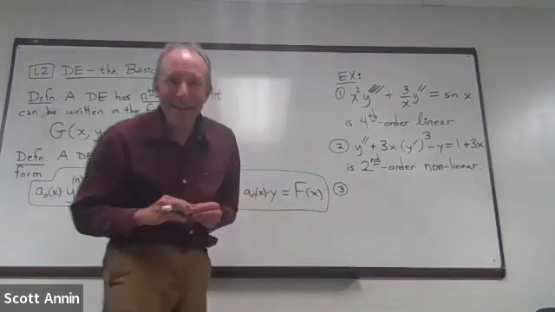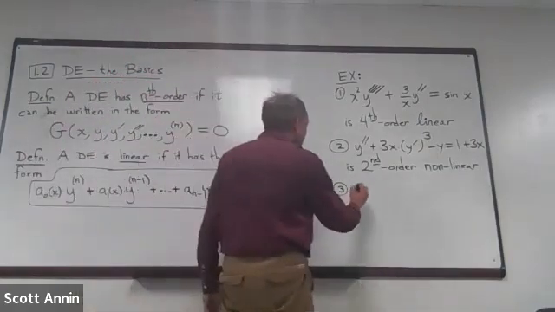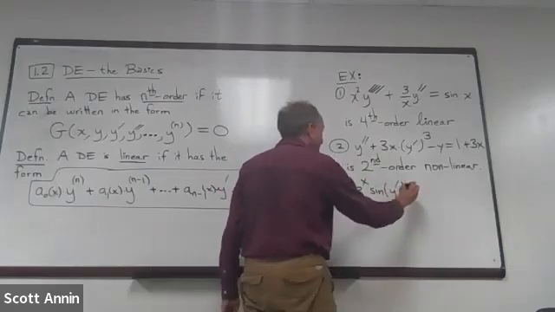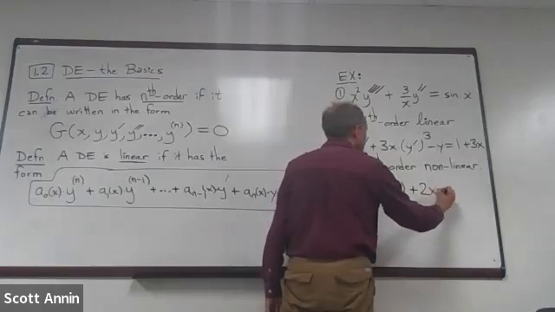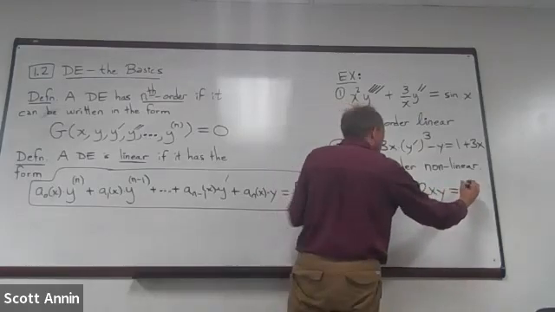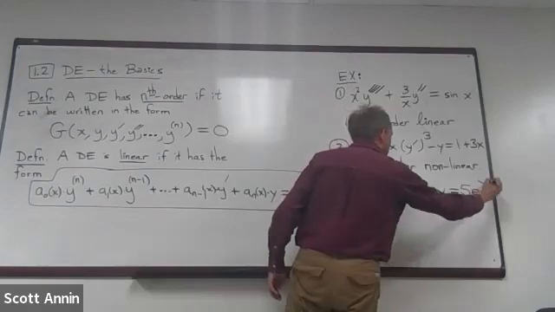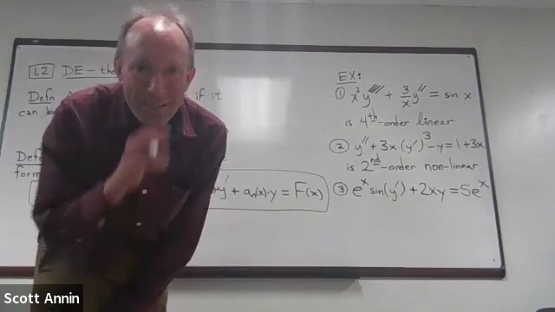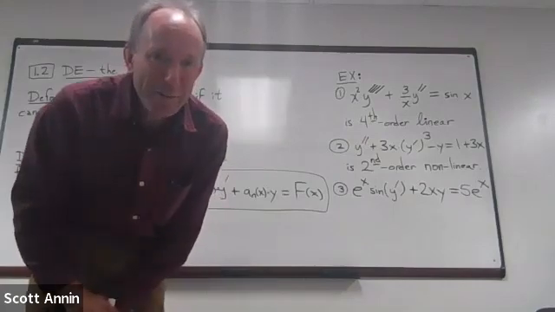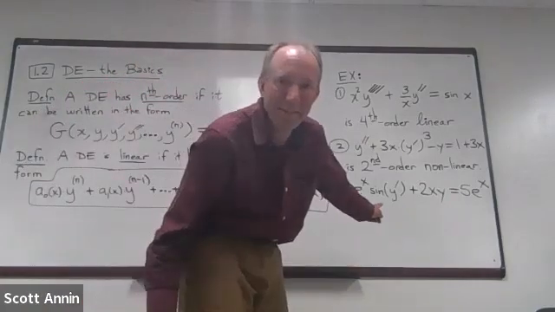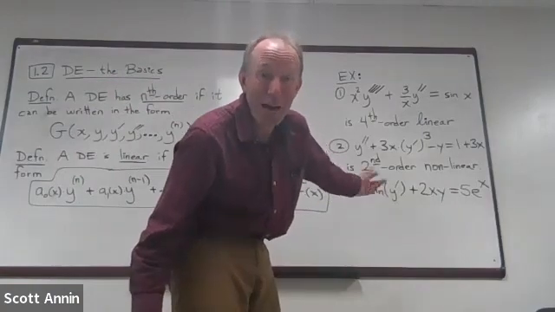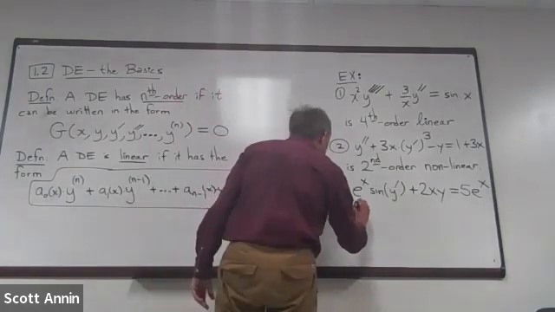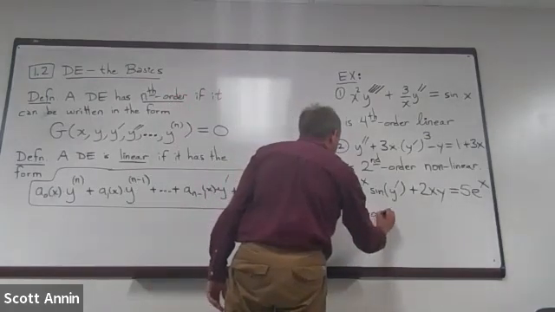Thirdly, let's do another example, okay? Let's do e to the x times the sine of y prime plus 2xy equals 5e to the x. Okay. The highest number of derivatives. Well, the only place I see a derivative at all is right here, y prime. That's just the first derivative, right? So this is first order.